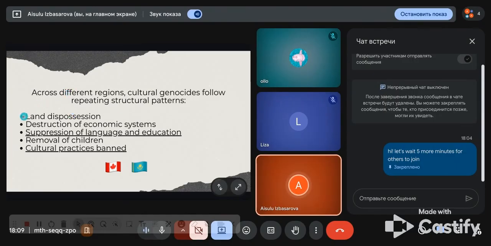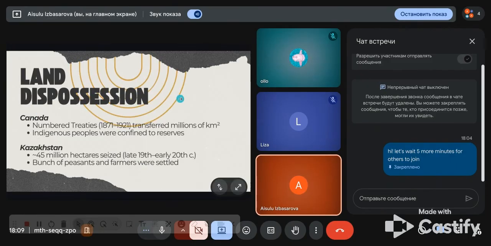So the first thing we will be talking about is land dispossession. It is not primarily linked to cultural genocide, but as we talked about in the second lecture, cultural genocide always goes with imperialism, colonialism, and other imperialistic purposes and motifs. In Canada's case, it was the numbered treaties: treaty number 1, treaty number 2, and so on. According to those numbered treaties, colonizers secured strong control over vast territories where those native people lived.